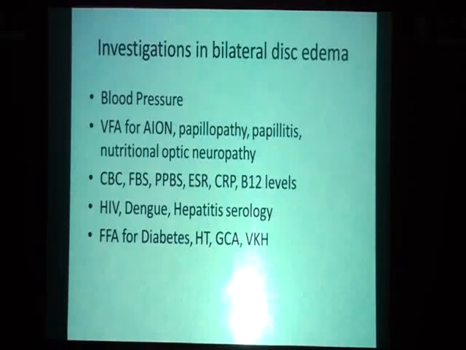Then visual field analysis is extremely important because it can differentiate anterior ischemic optic neuropathy from papillopathy, papillitis, or nutritional optic neuropathy. Then you have the routine blood investigations: blood counts, sugar, ESR, CRP for AION, B12 levels, depending on the clinical situation. If the patient clinically has toxic symptoms, then HIV, dengue, hepatitis serology. And angiography for differentiating the diabetic fundus from the hypertensive fundus, and of course giant cell arteritis to confirm choroidal ischemia or severe ischemia of the fundus, and VKH to confirm the choroidopathy.